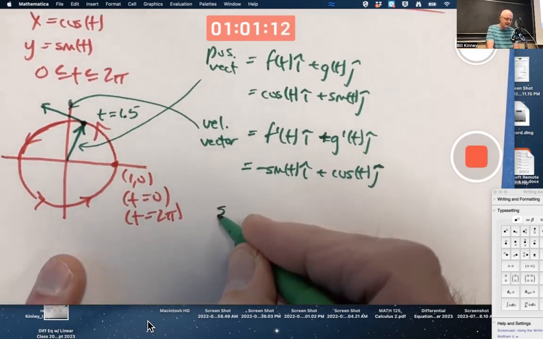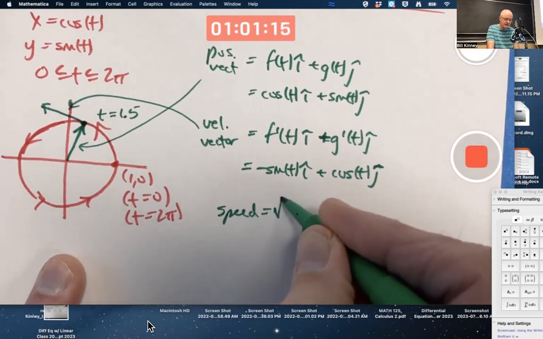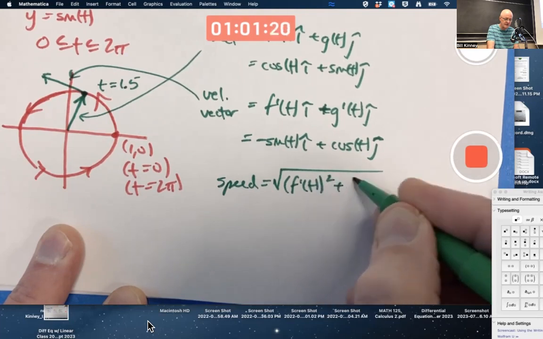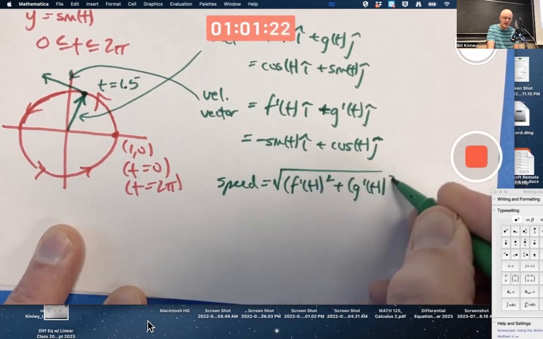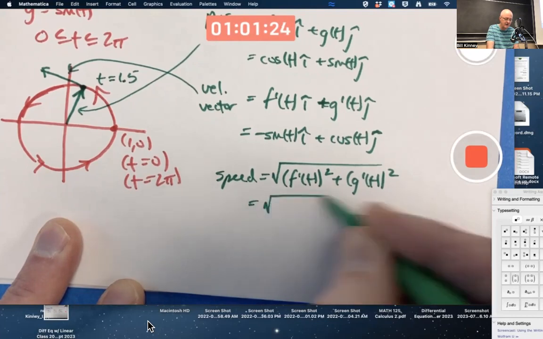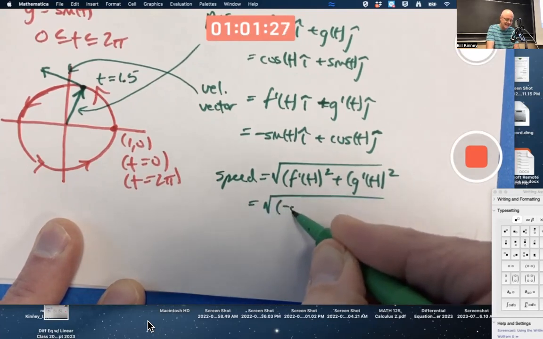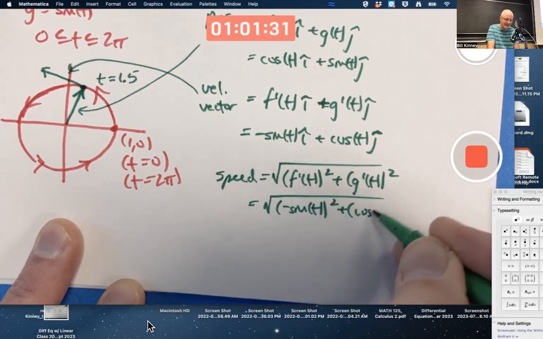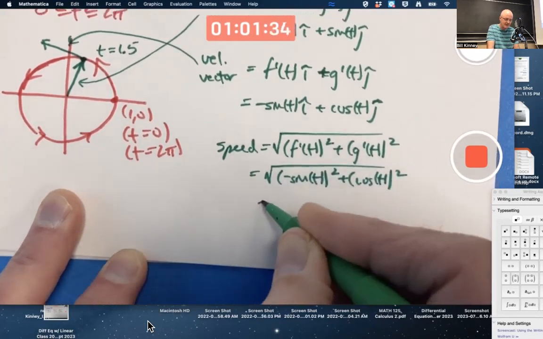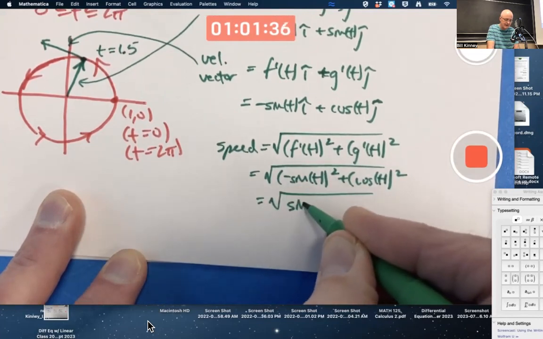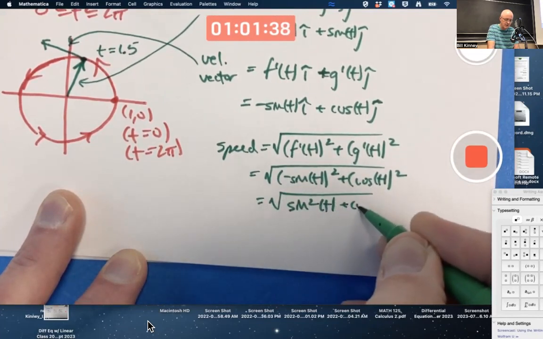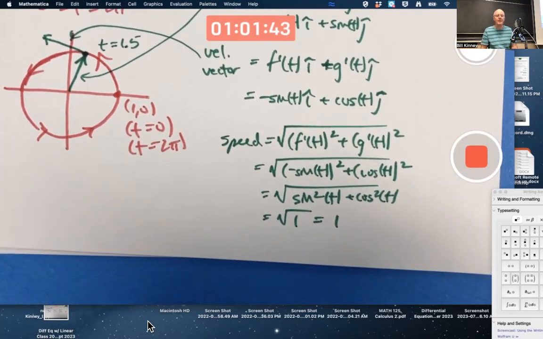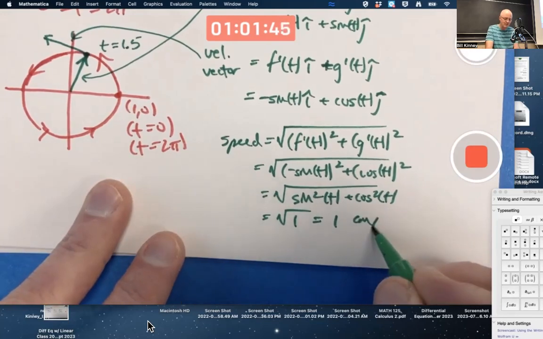The speed is constant. It's the square root in general of f prime of t squared plus g prime of t squared. In general, that's not a constant function, but in this case it is, because we can use a trigonometric identity to simplify this. We get sine squared plus cos squared. It simplifies to square root of 1, which is 1 centimeter per second, say.